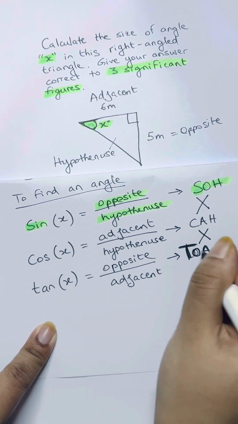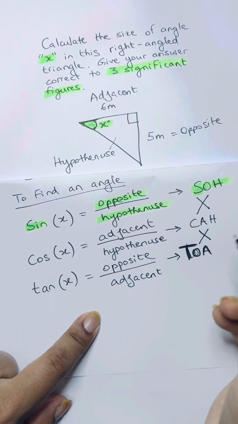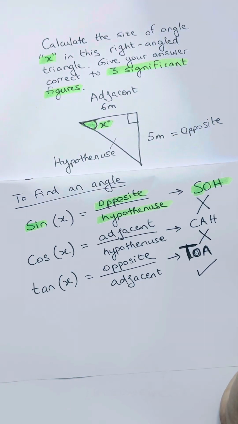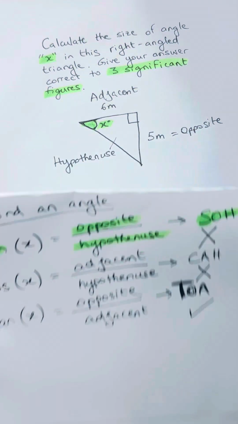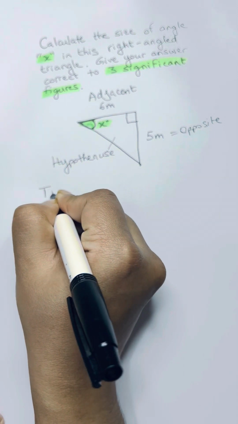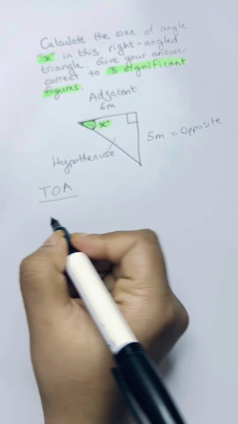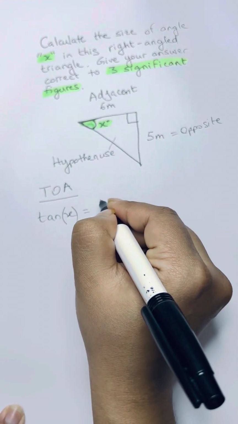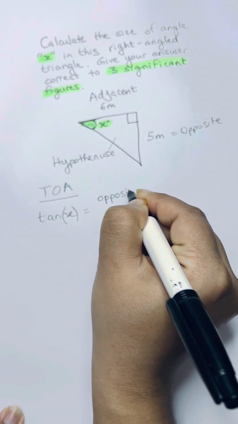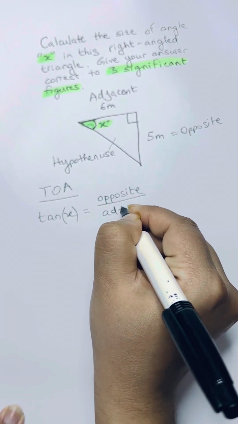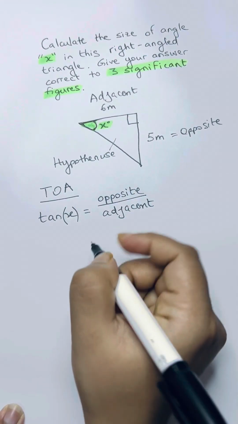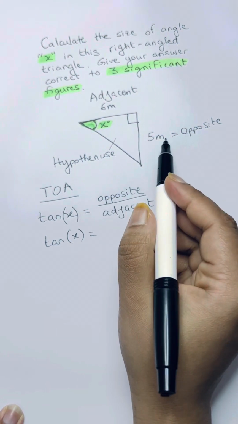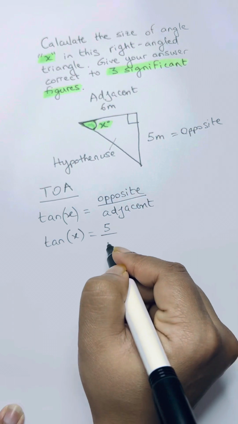That means we're left with TOA, and TOA is the one that we can use because we have the opposite side as well as the adjacent side. So TOA is the one formula that we are going to be using today. So TOA: tan of x equals opposite over adjacent. We're just going to be substituting the opposite with 5 and the adjacent as 6.